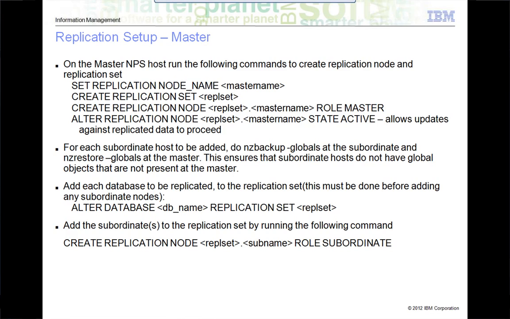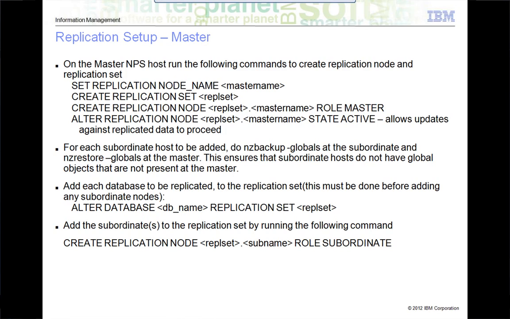So now that we have installed the PDS management software and we have seen what commands are available, we are all ready, meaning we have checked the communication between PDSs and the NPS to PDS communication. The next step is to enable replication between these hosts. So the first thing to do is on the master side. On the master NPS host, there are certain commands that you need to execute to start. So the first step is to set a node name for the master.